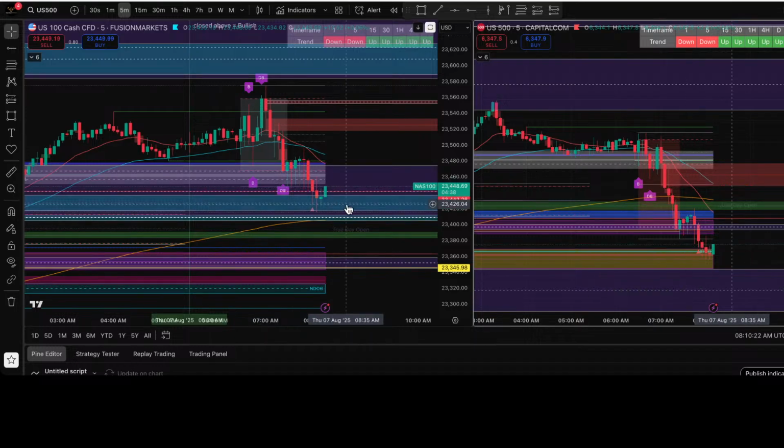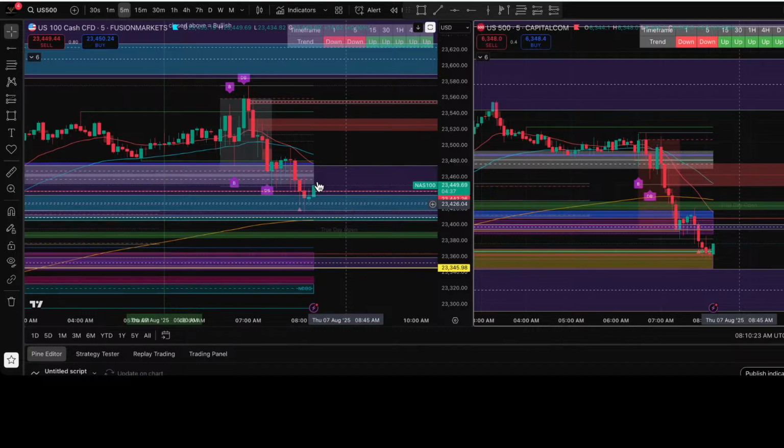Looks like NAS is at least beginning a retracement here. Let's see how high that goes. Most likely just to take out these highs, the 20 and 50 EMA. We'll see.